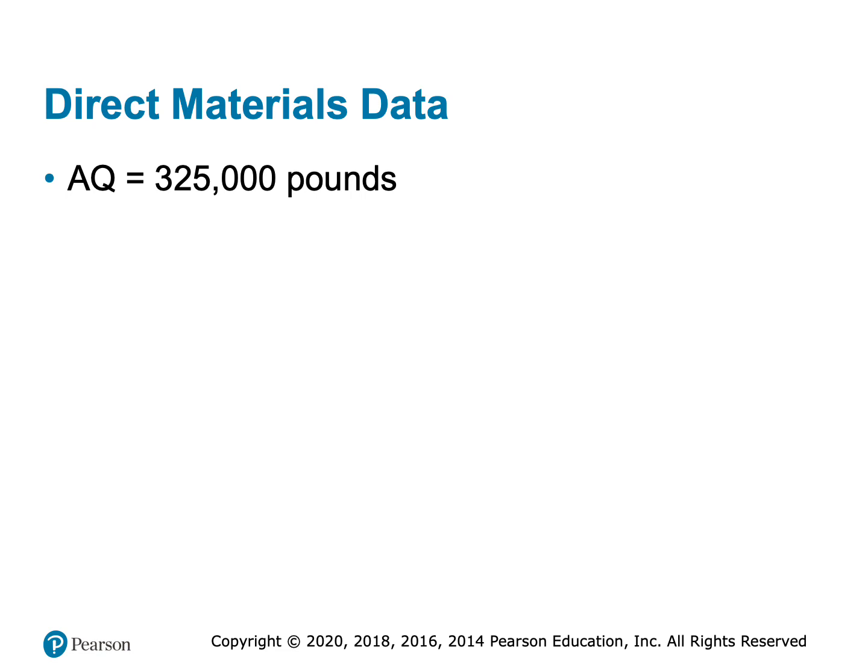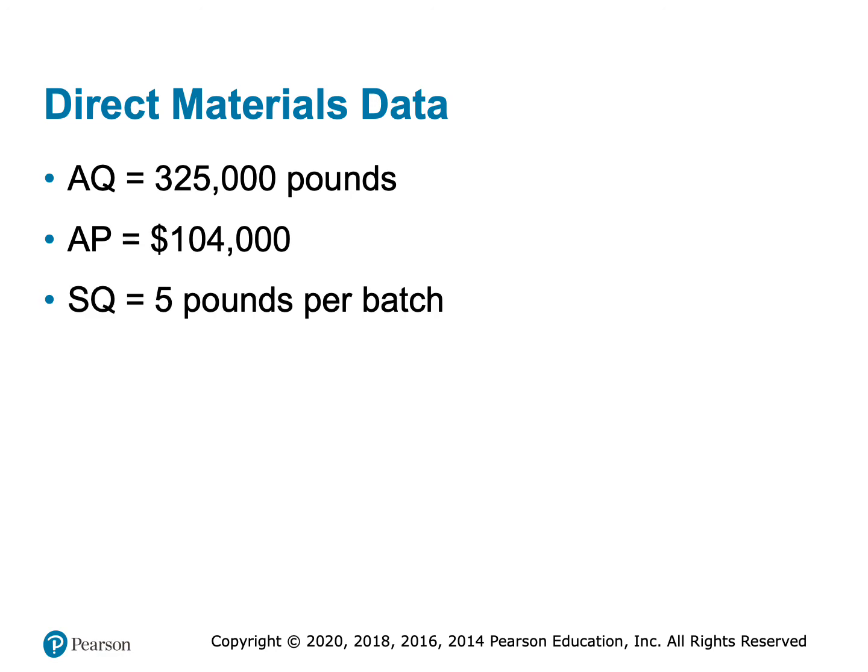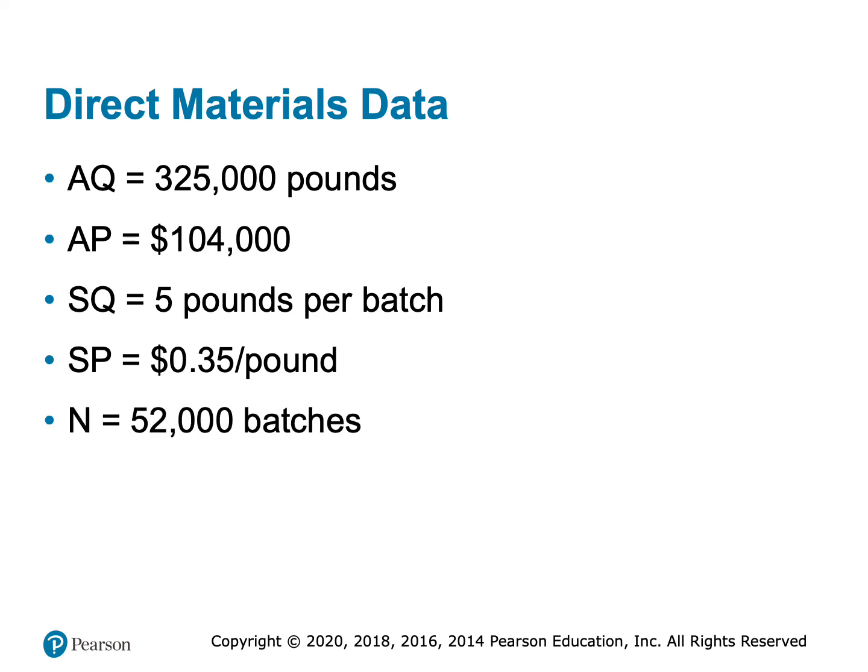Now, the actual price that I paid for those was $104,000. My standard quantity was 5 pounds per batch, and my standard price was 35 cents per pound, and what I call N, which is our number of units that we made, was 52,000 batches. Now I realize that you may be thinking I just wrote down everything you gave me in the problem, but I promise we're going to do something with this in a minute.